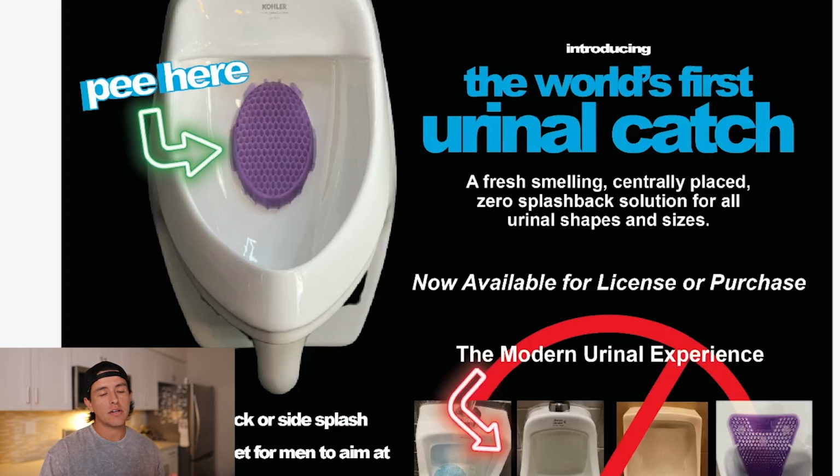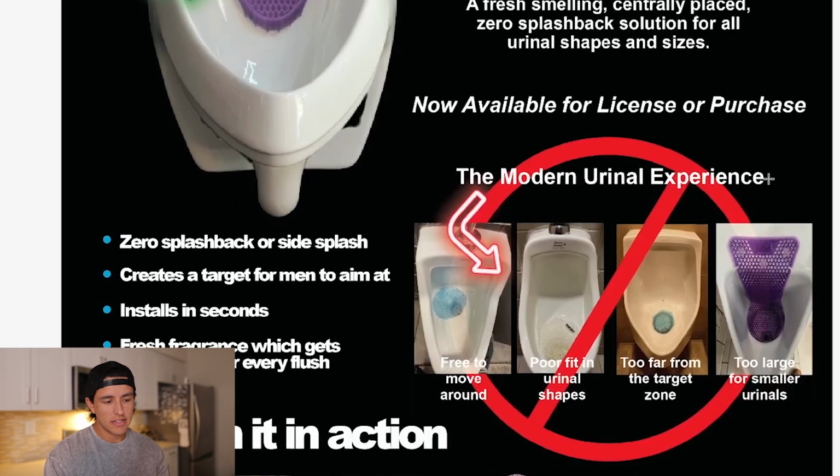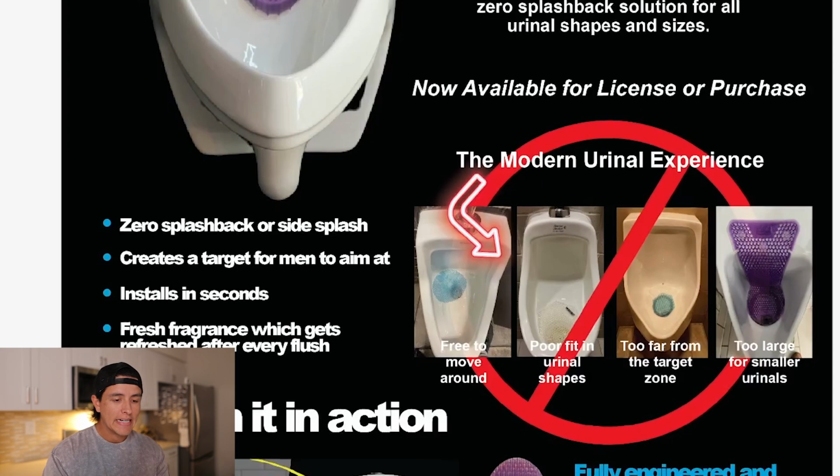And the idea was to license this product to, really there's only a handful of manufacturers that make these scented injection molded things. But the idea was to license or for them to purchase the idea. So this is the sell sheet, obviously highlighting in the bullet points the benefits of the product. So 0 splashback, creates a target, installs in seconds, and has a fresh fragrance that gets refreshed after every flush. So it has some sort of self-cleaning features.